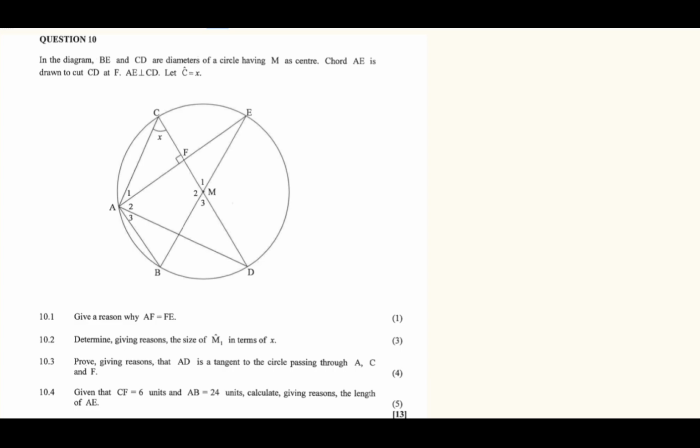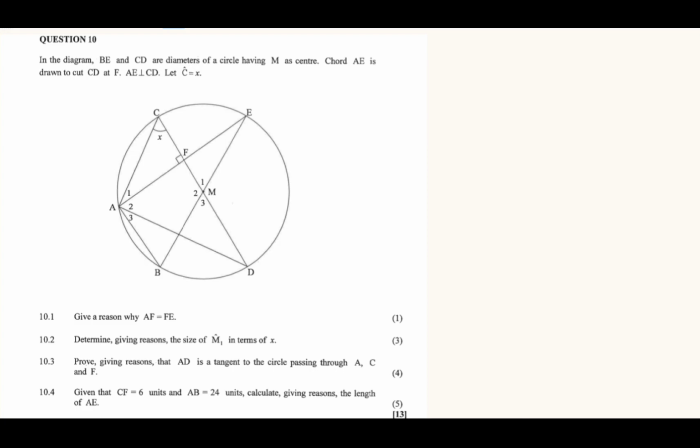But before that, in the diagram, BE and CD are diameters of a circle having M as center. So we have BE and CD. We are told that these are our diameters. Chord AE is drawn out to cut CD at F. So here's our chord AE, cutting that CD at F. AE is perpendicular to CD, so they've already included that with that perpendicular sign. Let angle C equal X. So that's our angle X as indicated on our diagram.